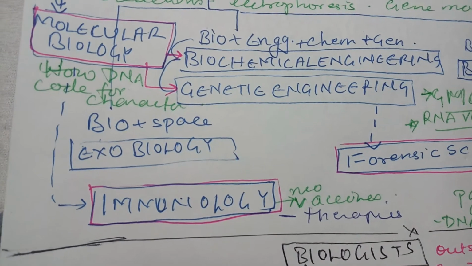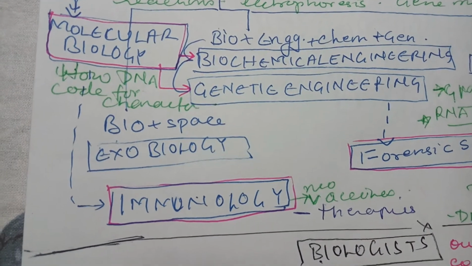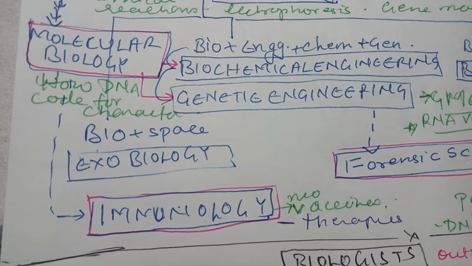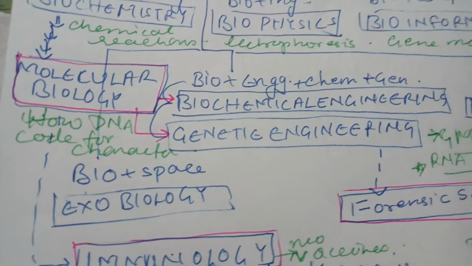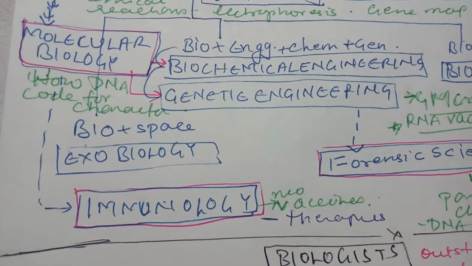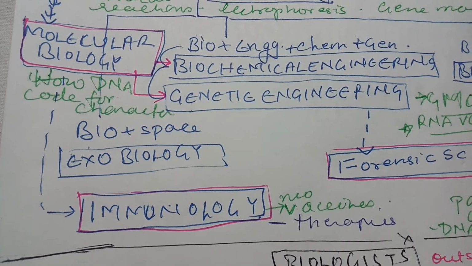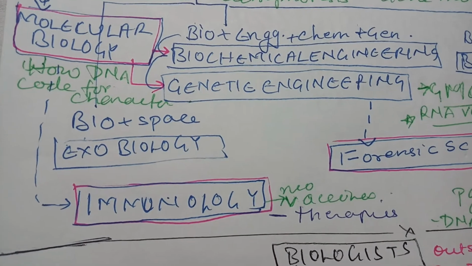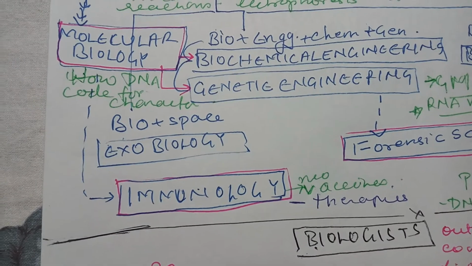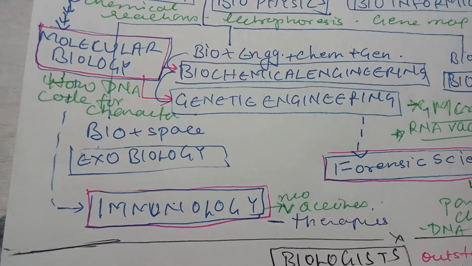Then we have immunology. Now immunology is much more expanded. Early immunology was only concerned with vaccination, today immunology is, you can say, using the application of molecular biology, biochemical engineering, genetic engineering, biotechnology, and there are so many therapies that we are doing. There are so many new vaccines, like you must have heard of RNA vaccines, which are synthesized. So immunology is much wider than just synthesizing the vaccine. There is a lot of research going on in the field of immunology.